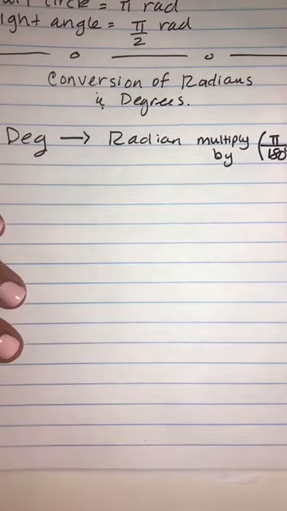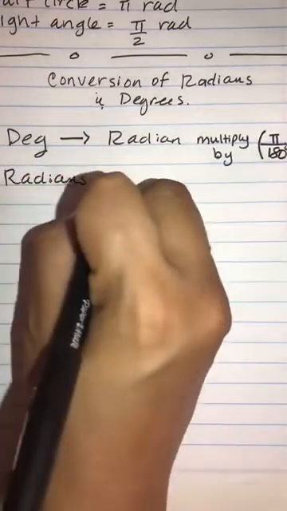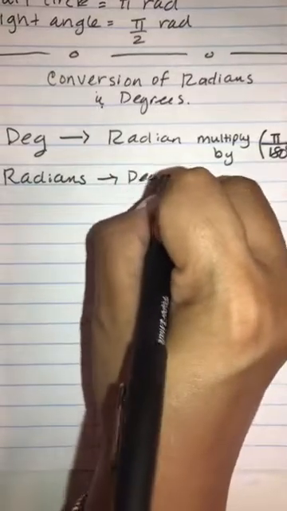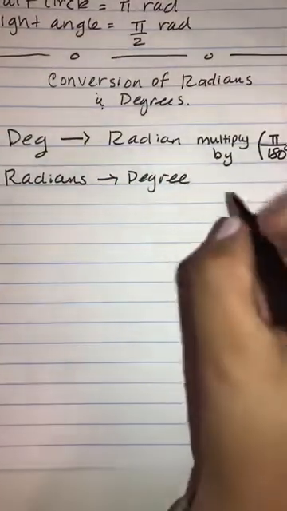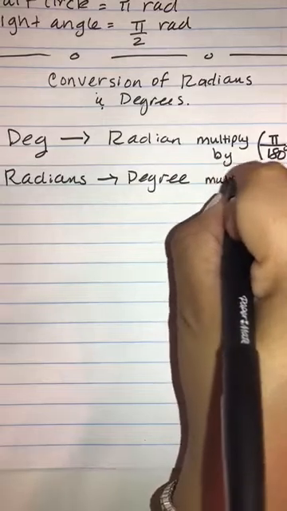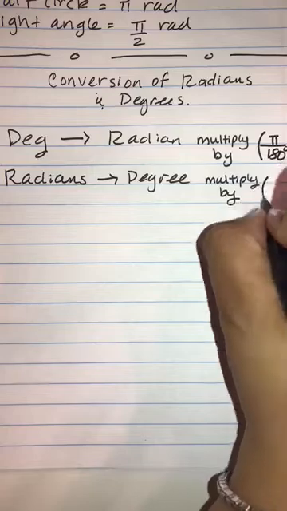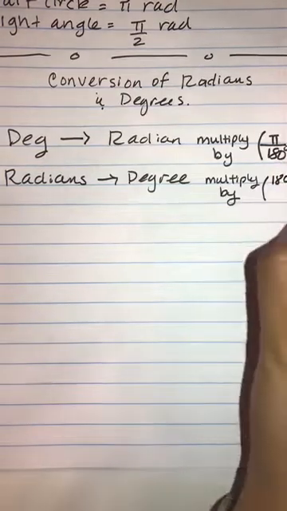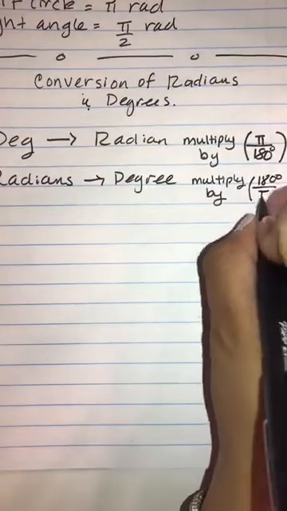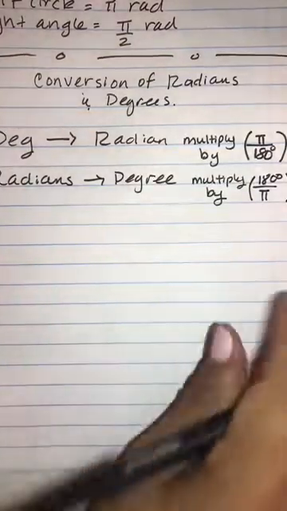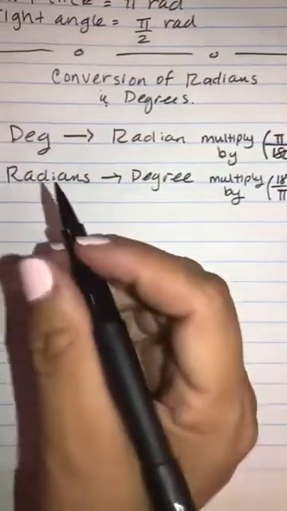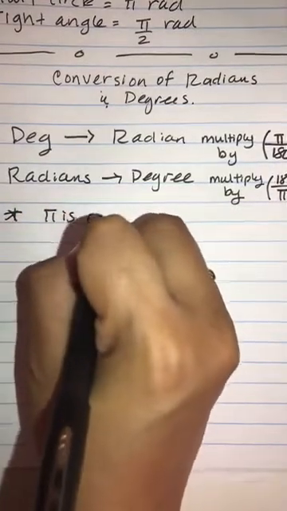And then to go from radians to degrees, you're going to multiply by 180 degrees divided by pi. So I want you to remember that pi is a constant.